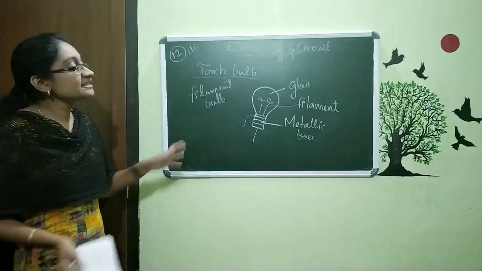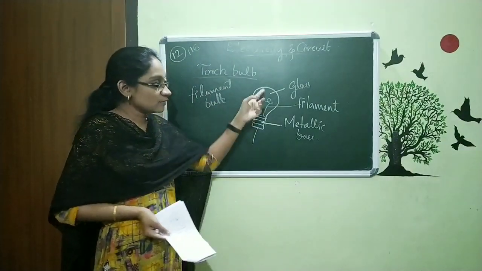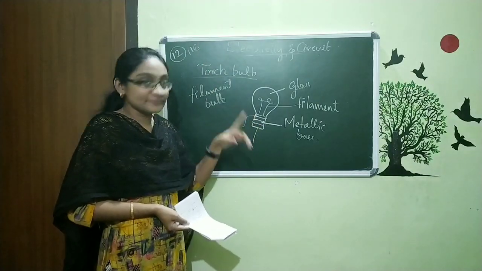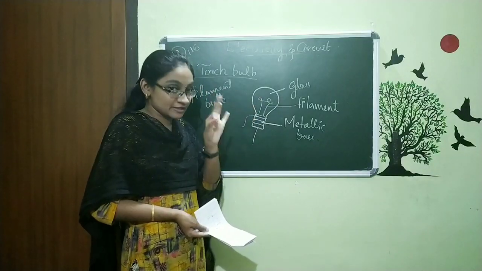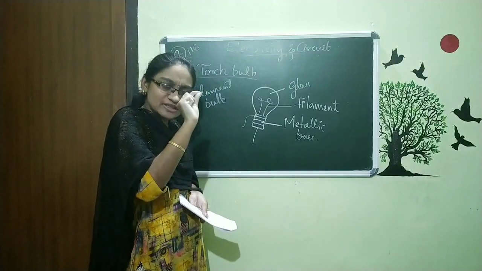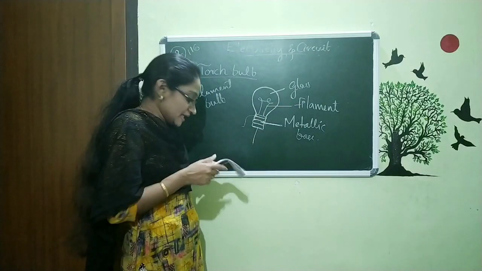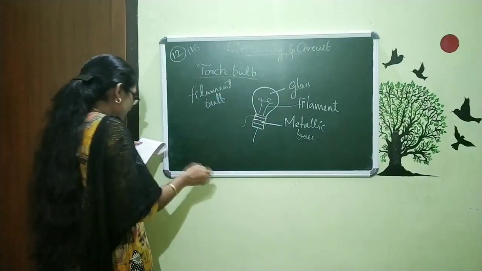Filament bulb. So generally our torch bulb has three parts. One is the glass that covers the whole thing. One is the metallic base, and inside this glass we have a particular metallic piece or metallic wire. It is a very fine wire, and its name is filament. And how can we define this filament? It is very simple.